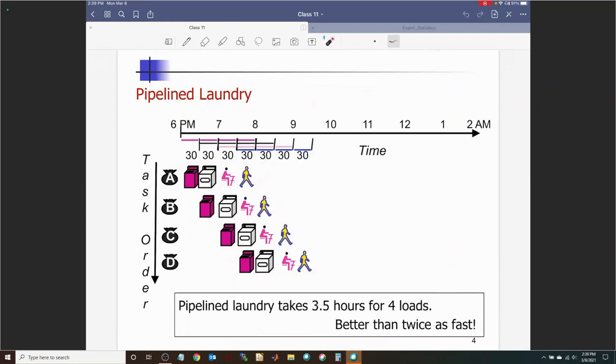This scheme, the pipelined scheme, takes them 3.5 hours to do the same 4 loads. Also note that the time taken for each task did not change. It's still 30 minutes. But if you compare this with the sequential laundry, there is better than 2 times improvement in terms of time taken overall. So clearly, this is something that we can learn from and try to adopt this pipelined mechanism into our computer architecture, into our data path.